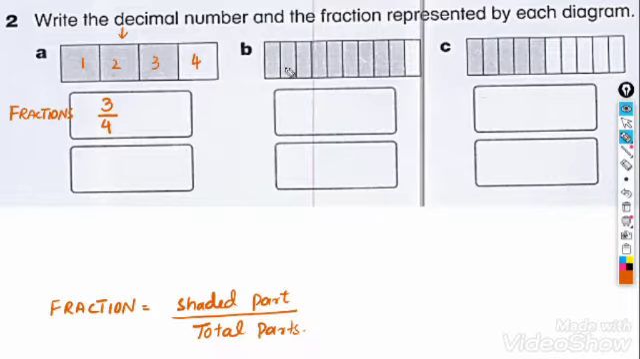So the next one, change it into a fraction. Let's see how many are shaded. 1, 2, 3, 4, 5, 6, 7, 8, 9. So 9 are shaded out of 10 parts. Let's move to the last one. 1, 2, 3, 4, 5. So 5 are shaded out of 10 parts again. Now in the next block, we have to change these fractions into decimals.